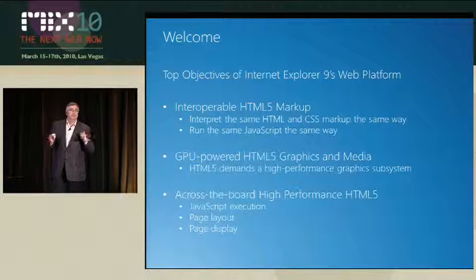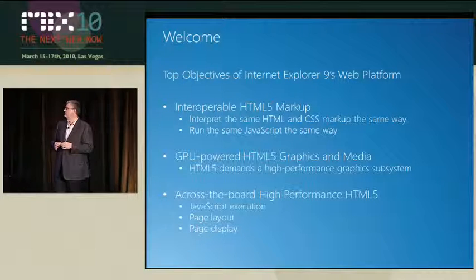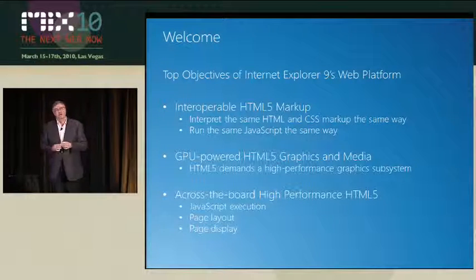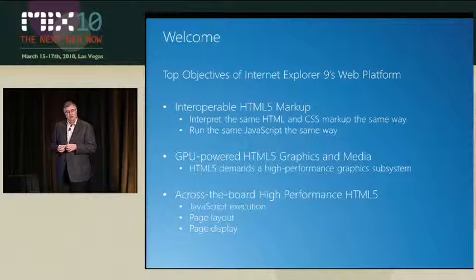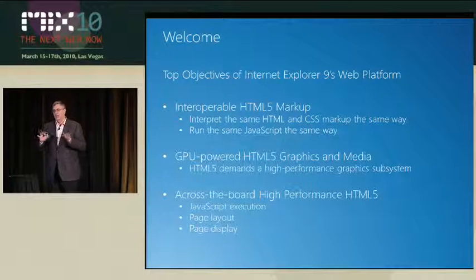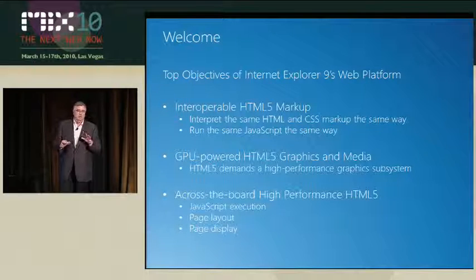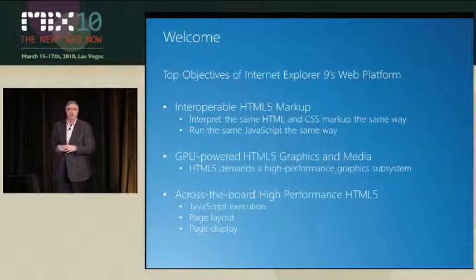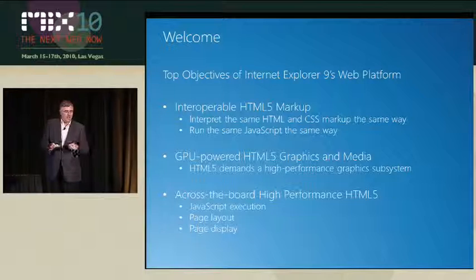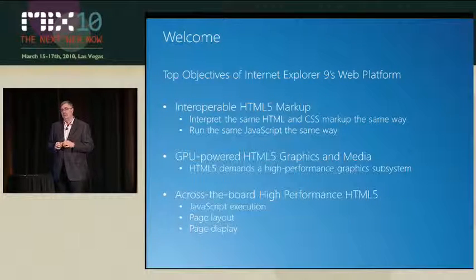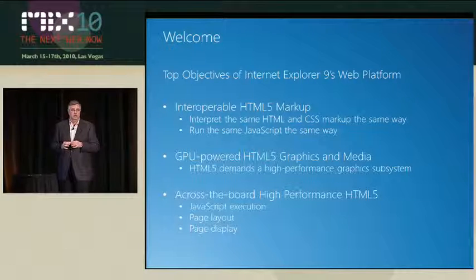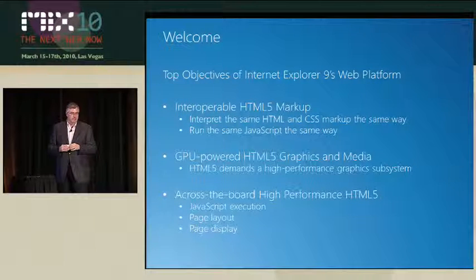Again, not only the objectives for our presentation today, but the objectives for the entire IE9 platform, I should say, are around three things, and you heard Dean talk about them this morning. Interoperable HTML5 markup, hugely important to us. We understand the pain web developers go through, coding for one browser, then making it work in the others, or one other one in particular, and we want to get rid of that pain. And of course, I'm particularly excited about the graphics and media work we've done and the GPU power that we bring to that, because as Dean said, we believe HTML5 really demands a high-performance graphics system.